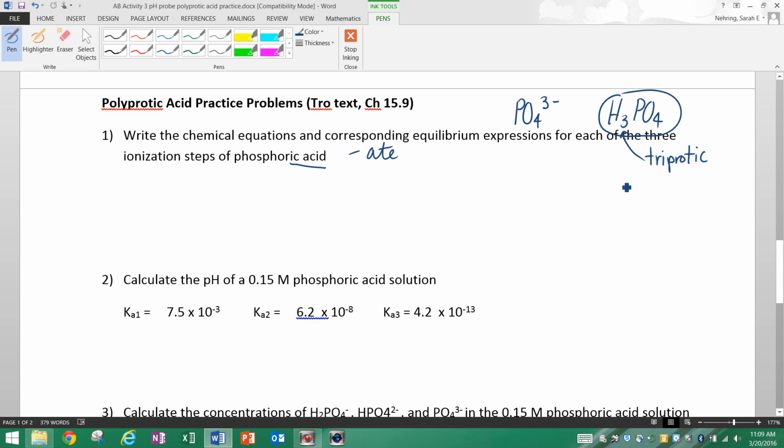So you could be triprotic. In the case of H2CO3, it could be diprotic. And if you're something like HF, we would call this monoprotic. So different acids can have different numbers of hydrogen. Tri is typically as high as it goes. I don't know of any quadroprotic acids.